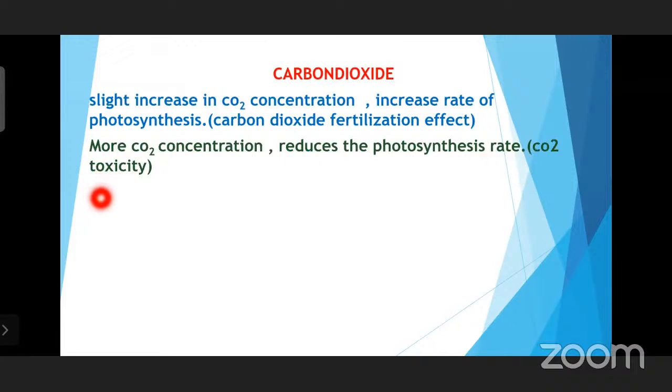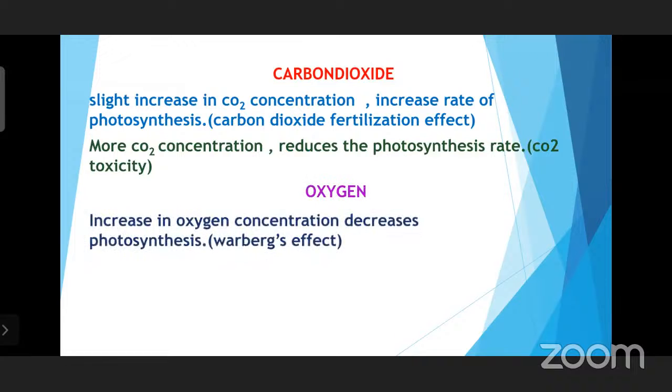But beyond that, if more carbon dioxide concentration is there, it will reduce the photosynthesis rate. That is called carbon dioxide toxicity. So if you are filling more and more carbon dioxide for the plant, it will not increase the photosynthesis, because you know about Blackman's law of limiting factor. All the factors must be present in sufficient quantity.